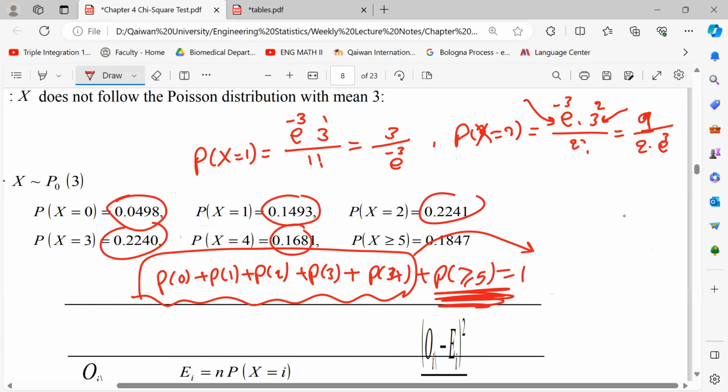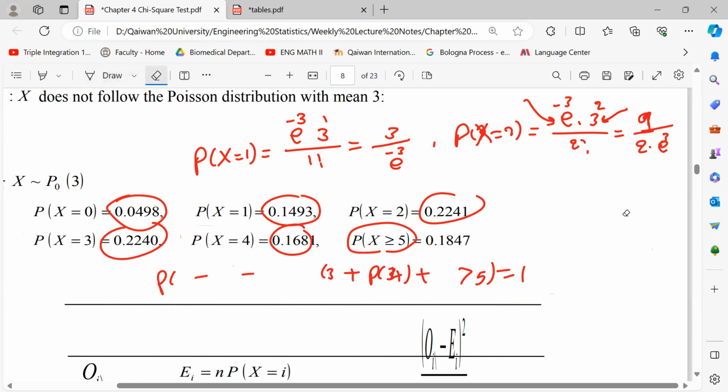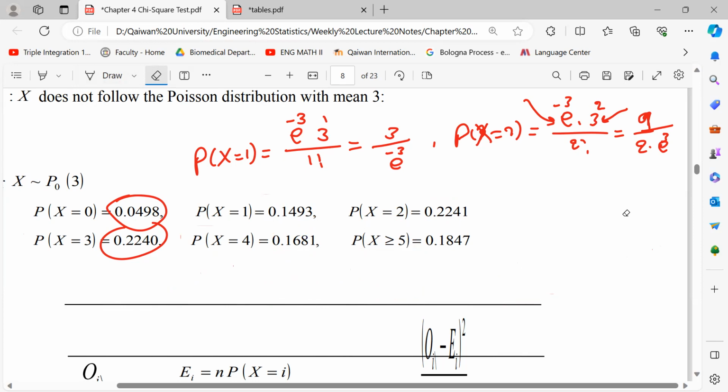And then we say the probability of greater than or equal to 5 is 1 minus the sum of this. Okay? We get the probability of greater than or equal to 5. That's it. Now we found the probabilities. After finding the probabilities, what should you find? The expected frequencies.